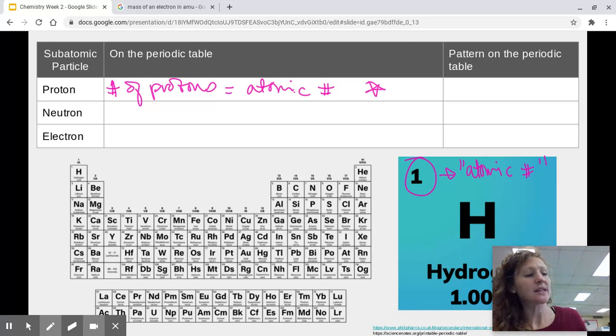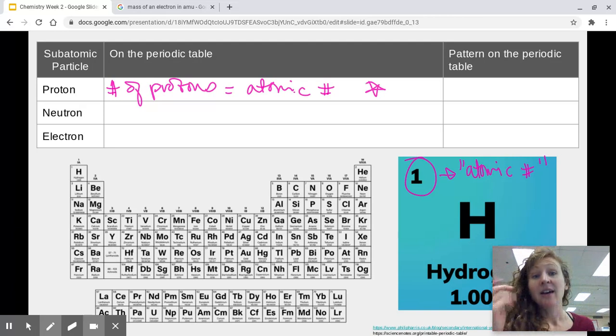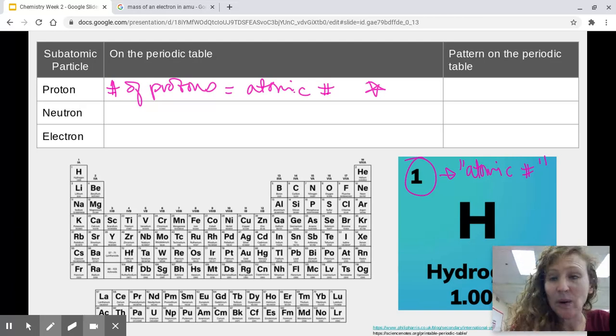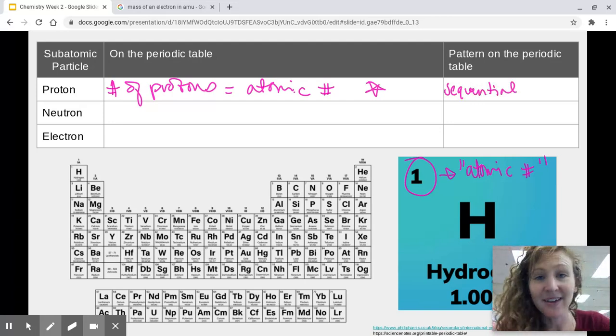You'll also notice that the atomic numbers form a pattern on the periodic table. If you are reading left to right, top to bottom, and you look at those whole numbers, you look at the atomic numbers, it goes 1, 2, 3, 4, 5, 6, 7, 8, 9, 10, 11, 12, 13, 14, 15, 16, 17, 18, 19, 20, etc. Okay, the atomic numbers are sequential. Again, always and forever, no takebacks, no exceptions.